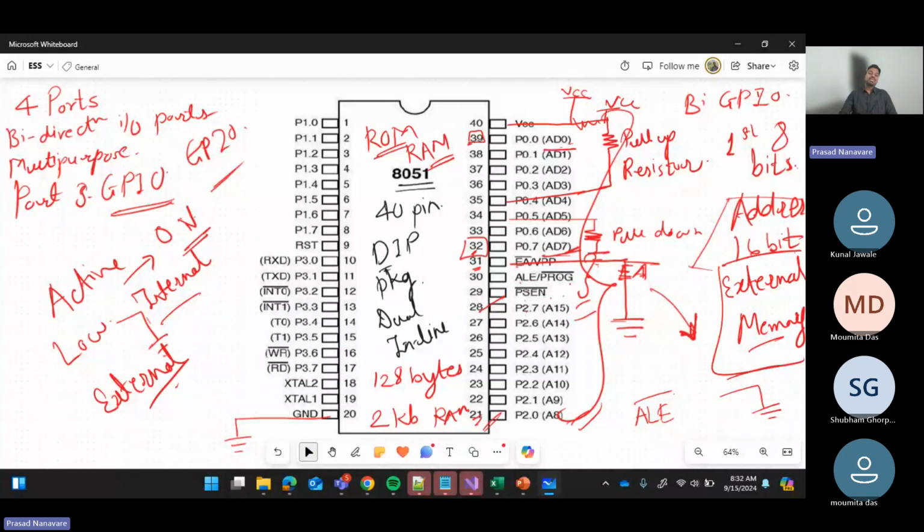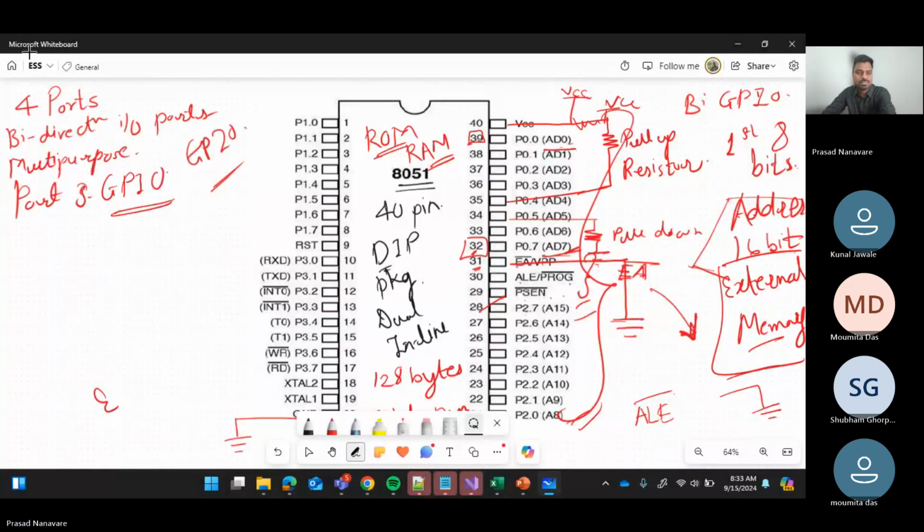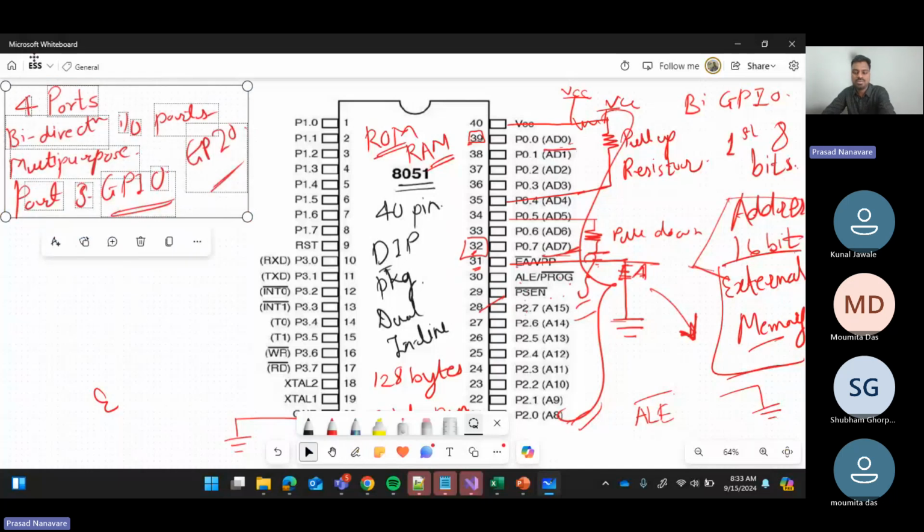So what does this mean? Port 0 handled A0 to A7, meaning the first 8 bits of the external memory address. Port 2 handled the remaining 8 bits of the external memory address. So these two ports together handle the addressing of external memory if we are connecting external memory. Did you understand? Port 2 is only for that. So this is about port 0 and port 2, guys. Now we will see the left side, which is port 1 and port 3, the multi-purpose ports, of course.